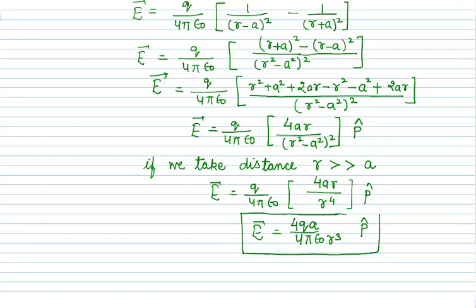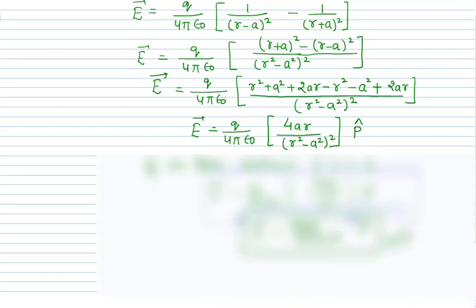So this is the final expression we are getting for the electric field at a point P at a distance small r, which is on the axis of the dipole. Right? We have to remember these terms because once we learn the dipole moment, we will again write this in terms of dipole moment. So the final term is E is equal to 4qa upon 4 pi epsilon naught r cube, and the direction is p cap. Now we can move to our second condition, that is when the point P is situated at the equatorial plane. So let's move on to the second point.